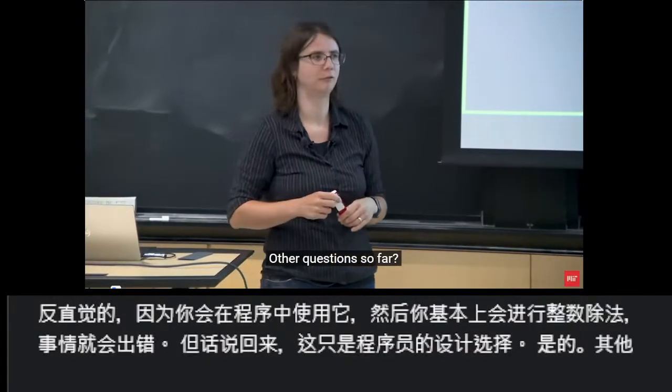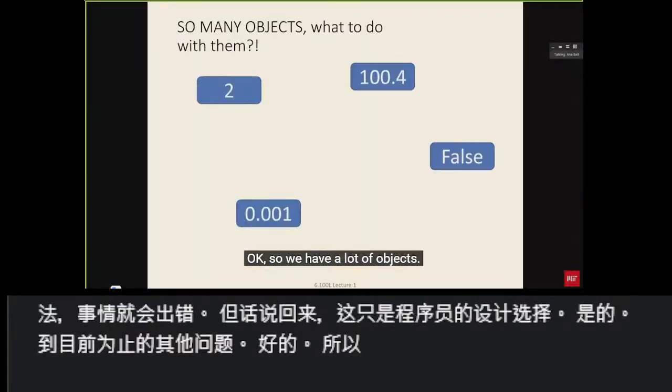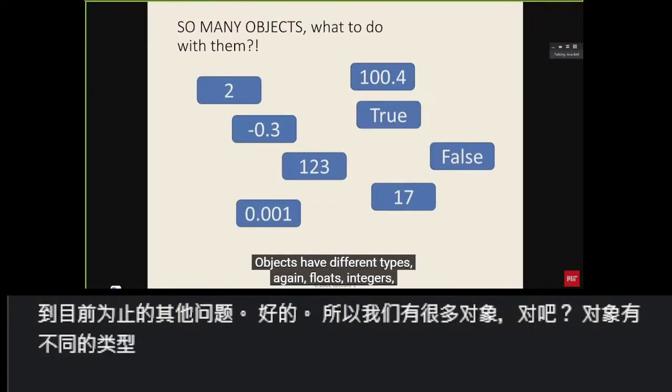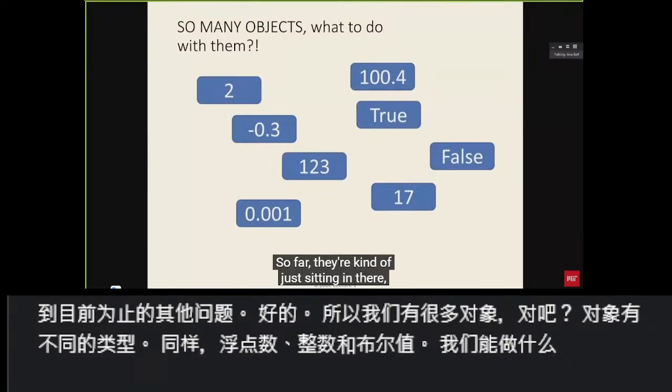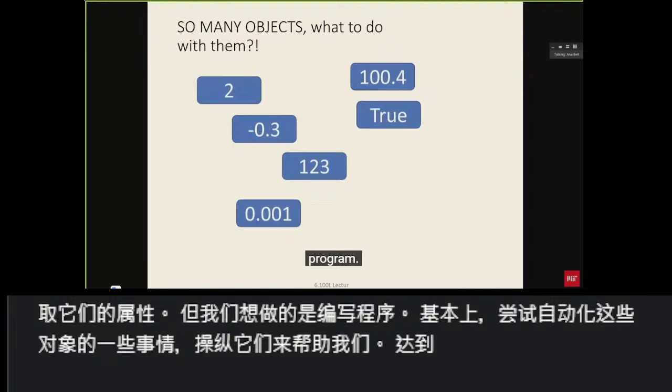Other questions so far? Okay, so we have a lot of objects, right? Objects have different types. Again, floats, integers, booleans. What can we do with them, right? So far, they're kind of just sitting in there and we can get properties about them. But what we'd like to do is write programs, basically trying to automate some things about these objects, manipulate them to help us achieve a more complicated and interesting program.